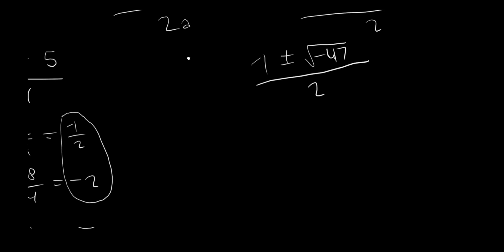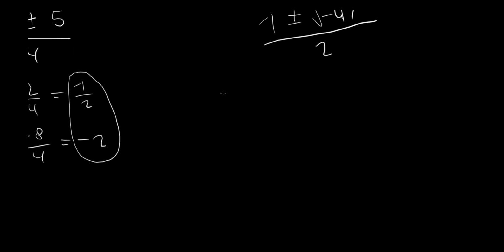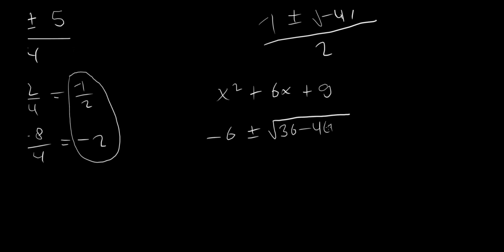Let's just look at one more example. Let's look at x squared plus 6x plus 9, and let's substitute this into the quadratic formula. Negative b, as we remember, is negative 6, plus minus the square root. B squared is 36, minus 4 times a, which is 1, times c, which is 9, over 2 times a. a is 1, 2 times 1 is just 2.